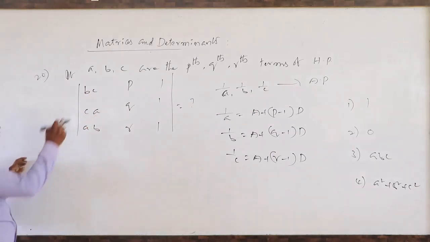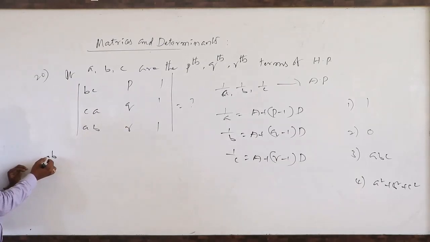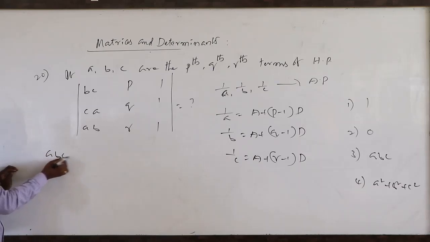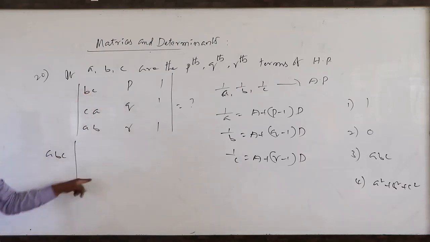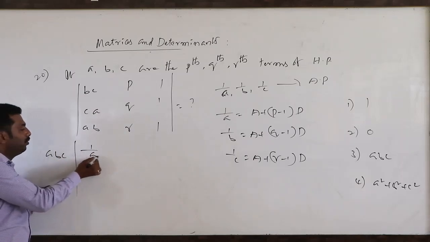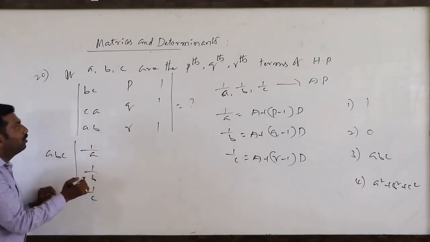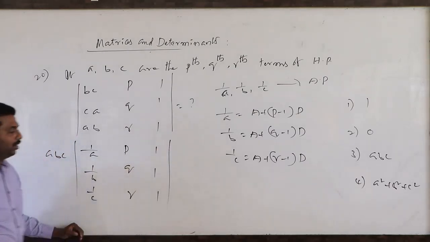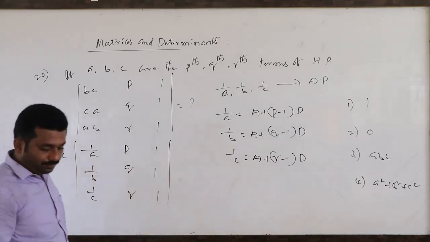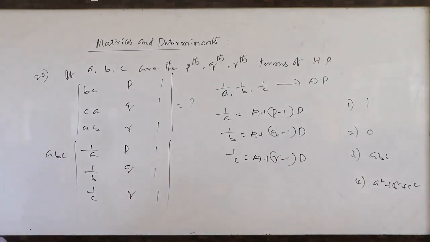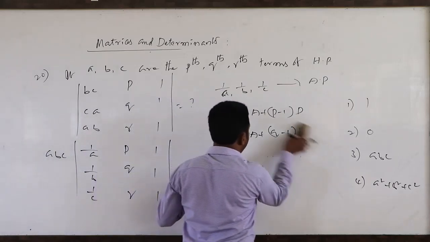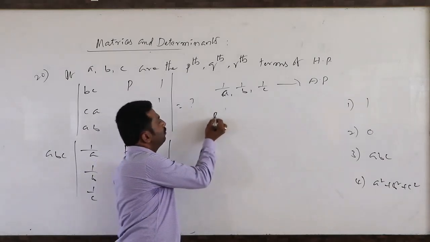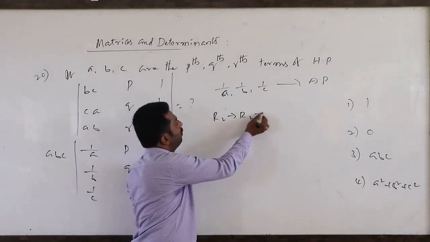So if you take like this, then here 1 by a, 1 by b, 1 by c is not there. Suppose in the first column, all the elements multiplying with abc, here multiply means here we have to divide. What we get is 1 by a, 1 by b, 1 by c, p, q, r, 1, 1, 1. Finally, we'll apply this operation: R2 changes to R2 minus R1.